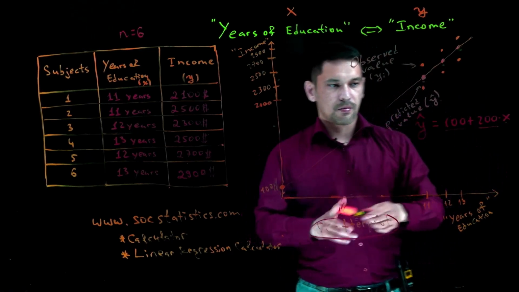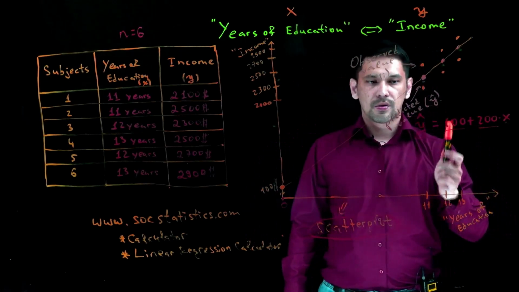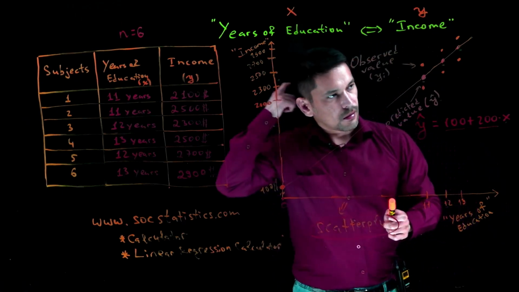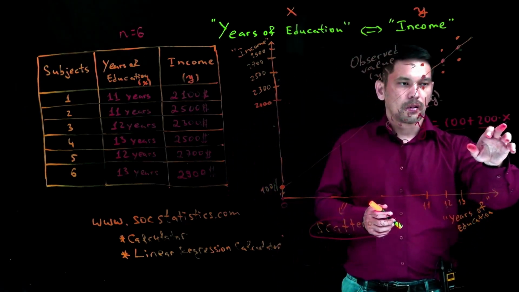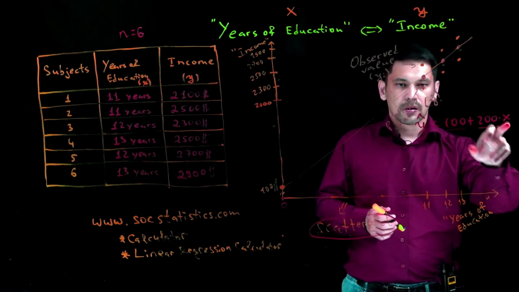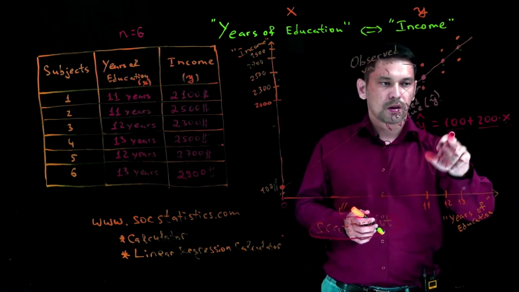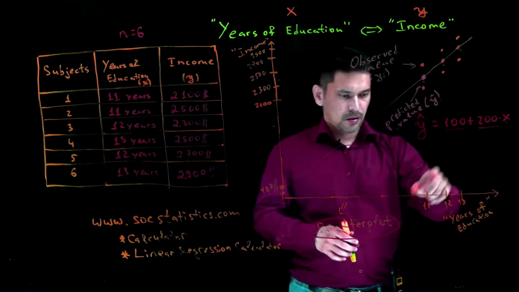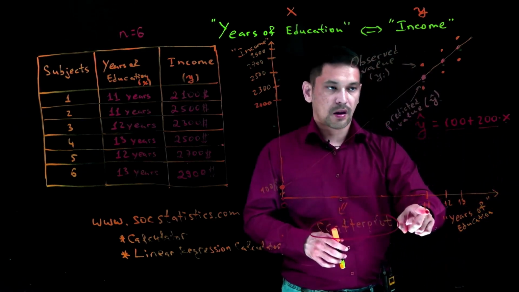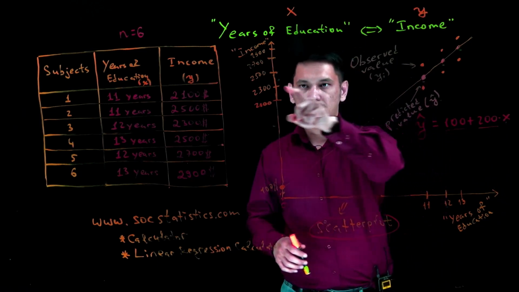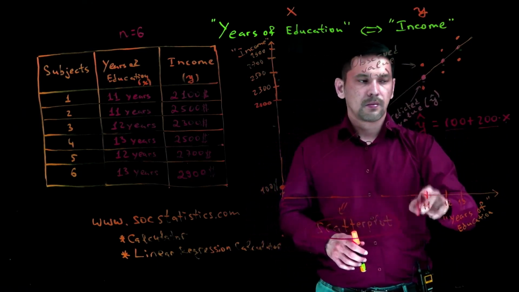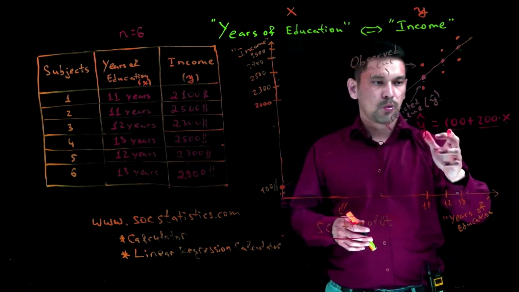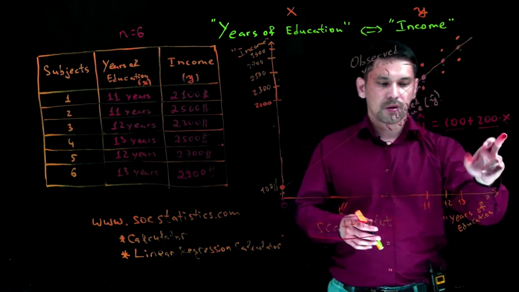Okay? And please remember that the regression equation always shows the predicted value of y. It doesn't show the observed values. Okay? For example, if x is equal to 11, the predicted value is equal to 100 plus 200 times 11, which is 2,300. You can check it here in the graph. When x is equal to 11, the predicted value is 2,300. You see? Now, if x is equal to, let's say, 12, then the predicted value is equal to 100 plus 200 times 12, which is 2,500.